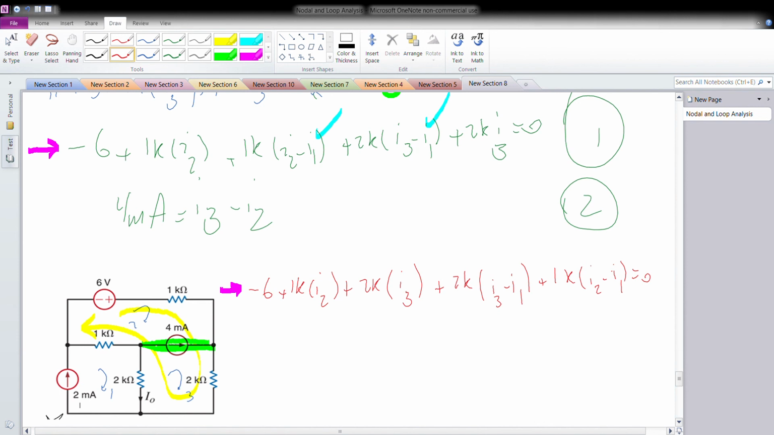So it's going to be I3, which is in the same direction as the 4 milliamp, minus I2. It's going to give me 4 milliamps. So 2 equations, 2 unknowns. And again, I'm assuming I know I1 because of that current source. So those are the 2 methods for super mesh.